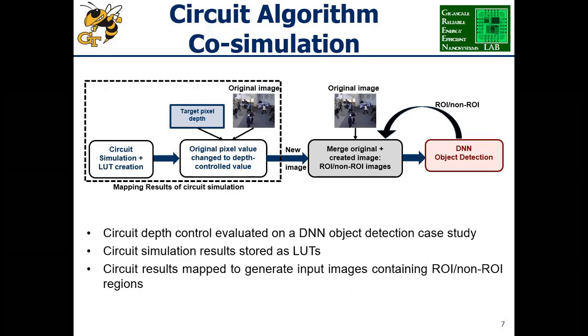Given an input image, the circuit-based depth-controlled version of the image is generated by referring to the LUTs that we just created. The DNN algorithm generates the ROI information. Now the original image and the new image are merged based on the ROI information to create the image containing ROI and non-ROI regions. This is the image that is used to run object detection.